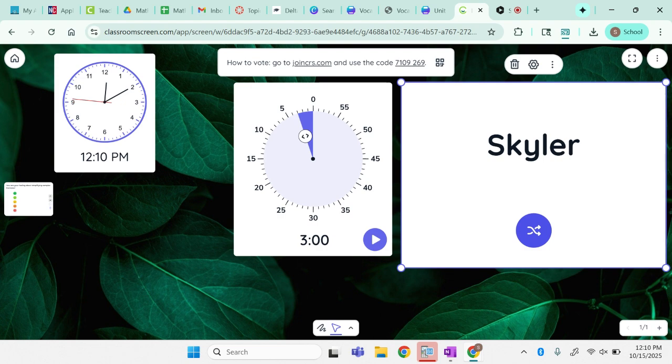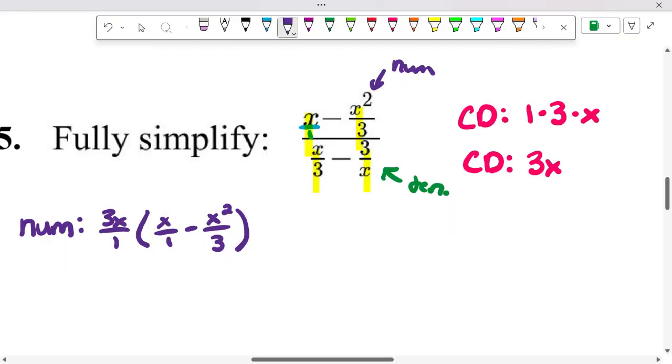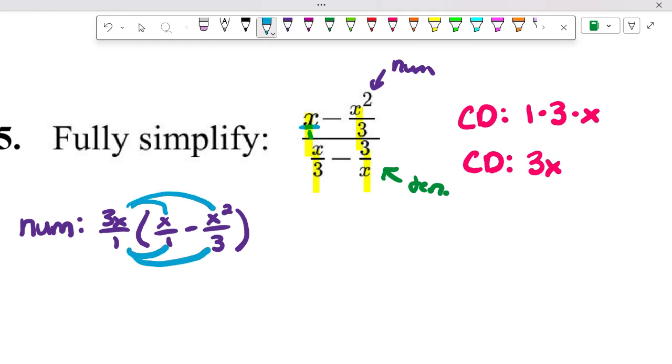Let's go Skylar. So once I'm here, what's your gut instinct? What should you do? You can distribute. So we multiply numerators by numerators, denominators by denominators. So Skylar, what's 3x times x? 3x what? Squared. And then 1 times 1 is just 1. And Skylar, what's 3x times negative x squared?